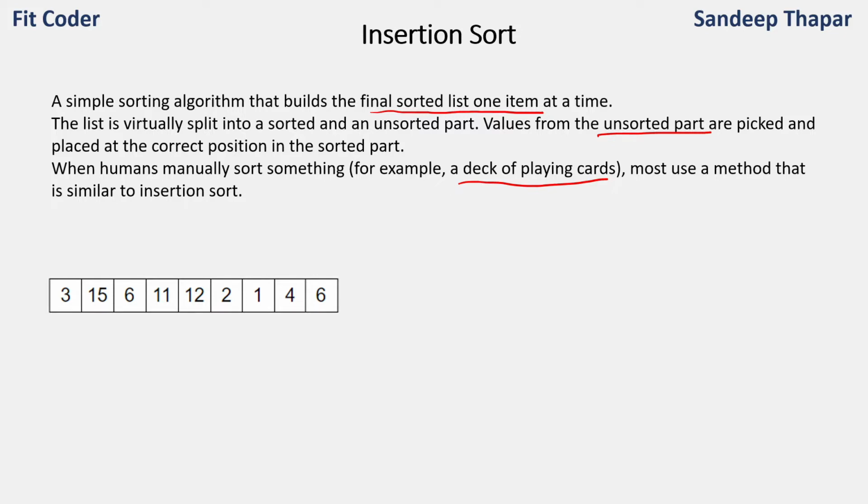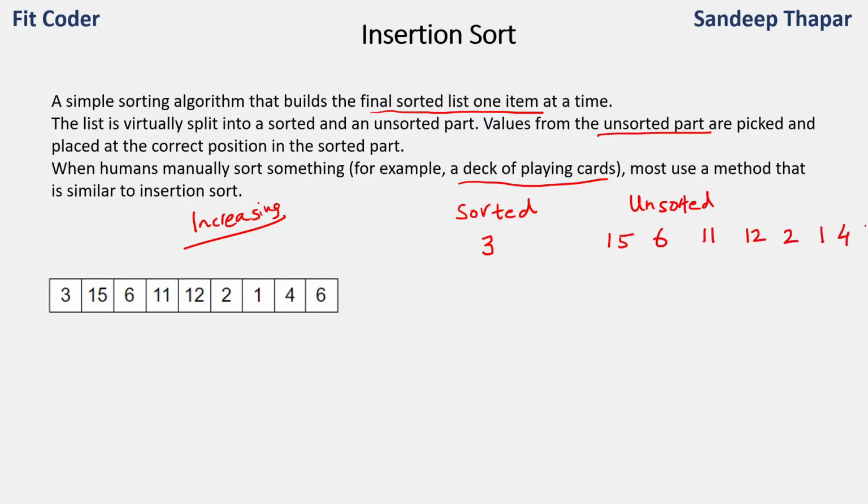So let's see an example. This is the input array that we are given. We'll split the array into two parts. Let's say we are sorting it in increasing order. This is the virtual split of the array. The first element will remain as it is. Let's say this is the sorted part, and the unsorted part has 15, 6, 11, 12, 2, 1, 4 and 6.